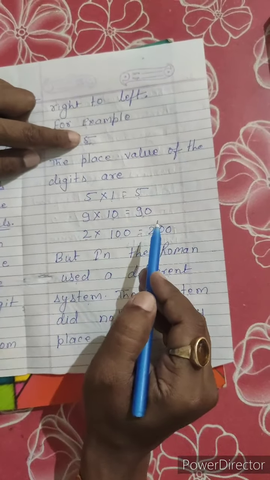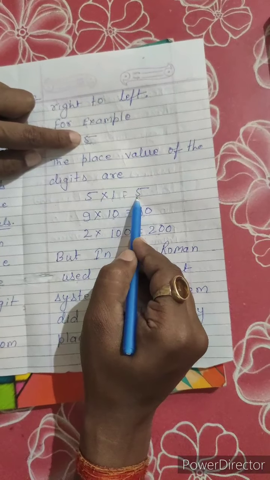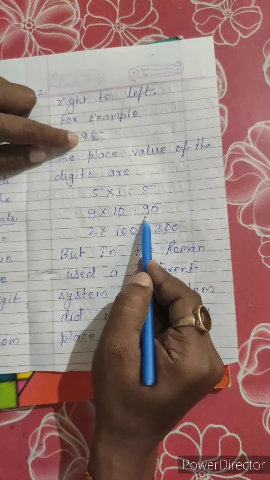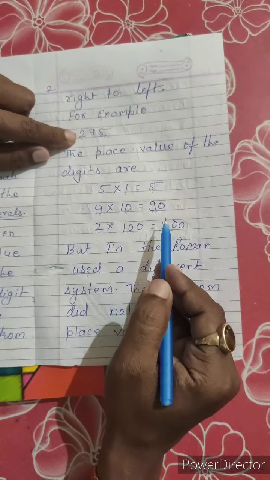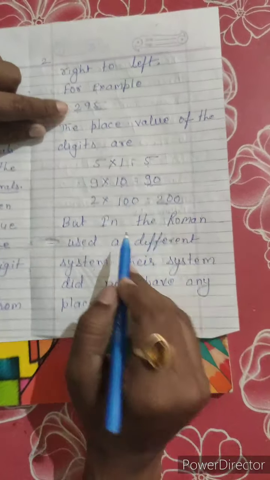The place value of 5 at 1's place is 5. The place value of 9 at 10's place is 90. The place value of 2 at 100's place is 200.